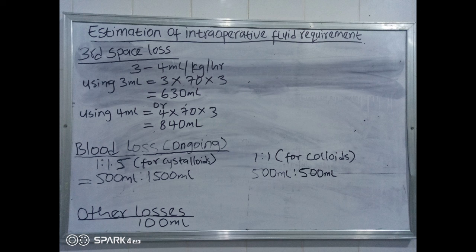Now, we have said that for crystalloids, it's in a ratio of 1 is to 1.5, while for colloids, it is in a ratio of 1 is to 1. So, for the crystalloids, we have 500 ml of blood loss with a replacement of 1500 ml. Now for the colloid, we have 500 ml of blood loss, which should be replaced with 500 ml of colloid. For other losses, let's assume we have 100 ml.